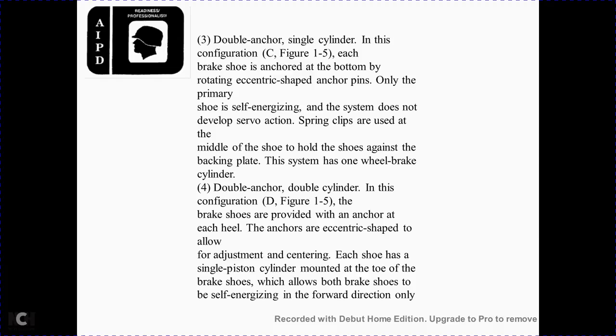Double anchored, single cylinder configuration C in Figure 1-5 has each brake shoe with its anchor at the bottom, a rotating eccentric shape with the anchor pin, with only the primary shoe self-energized.